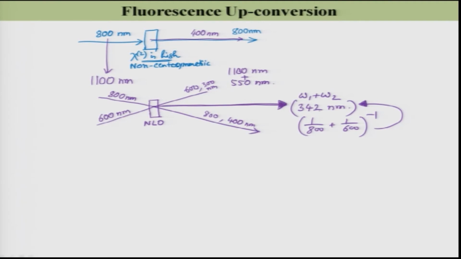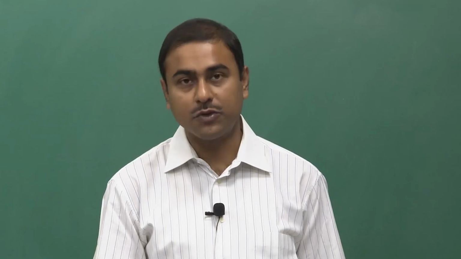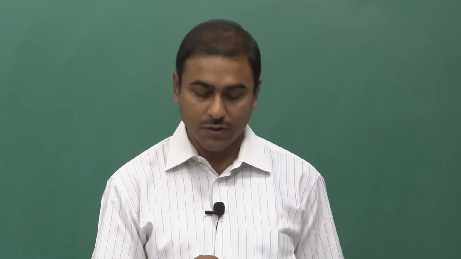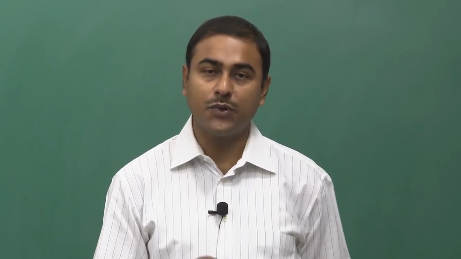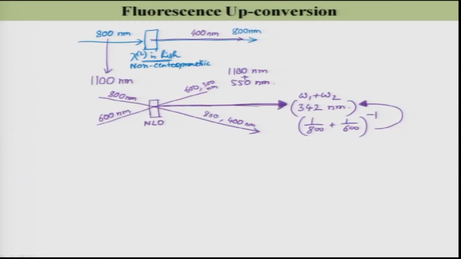Now, remember that such a process will take place only when both the lights are present inside the NLO crystal. If only one light is present, that means if only the 800 nanometer light is present, then the output will be 800 and 400. If only 600 is present, then the output will be 600 and 300. But if both 800 and 600 are present, then only the sum frequency will take place and you will get an output along this direction with a wavelength of 342 nanometer. Okay. So this is clear.